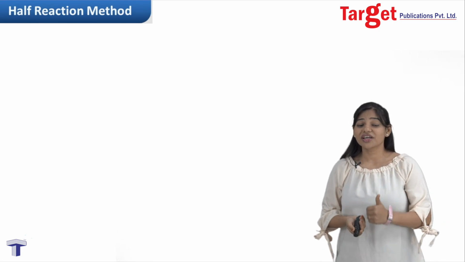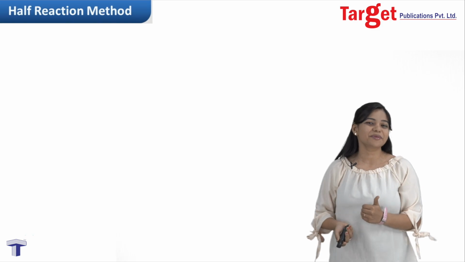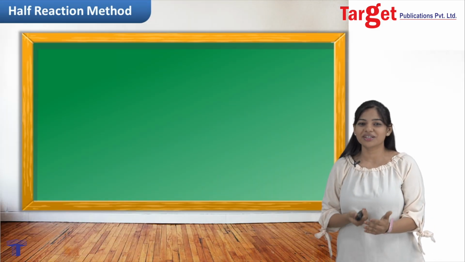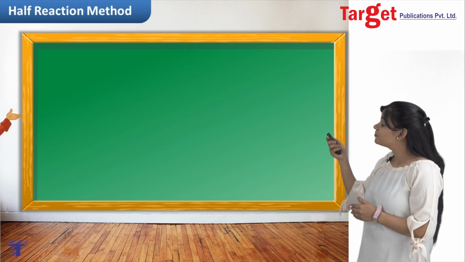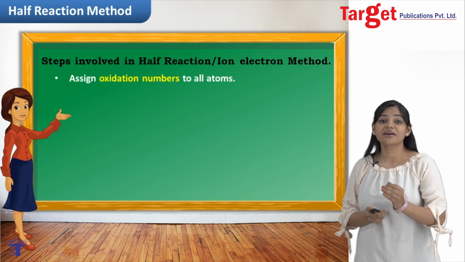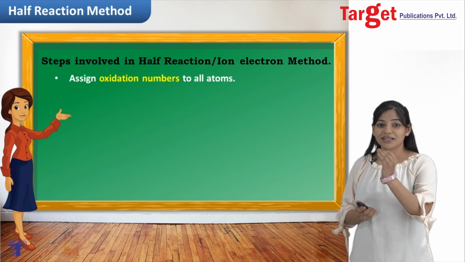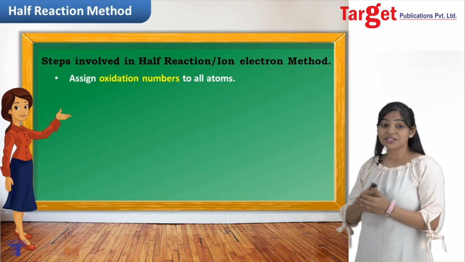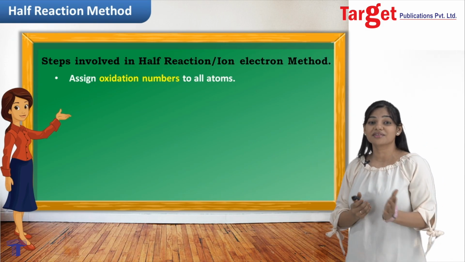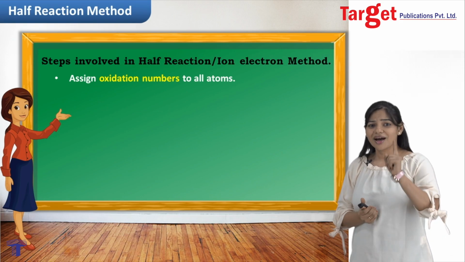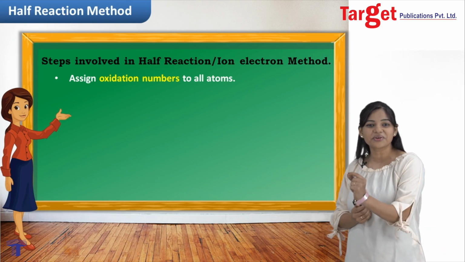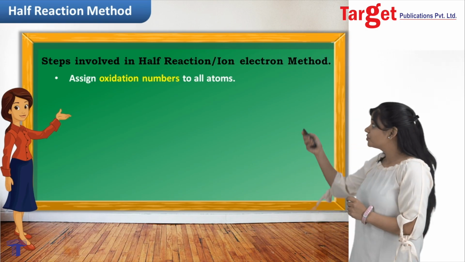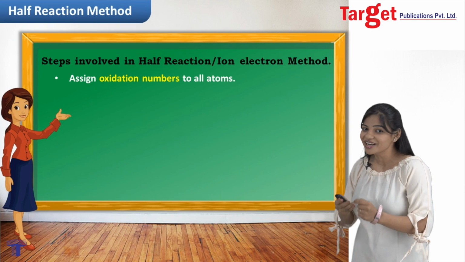So to balance with the help of this method, there are certain steps involved. Let's first understand the steps and then we'll jump to the example. My very first step is to assign the oxidation number to the elements or the species involved in the redox reaction. Students, let me remind you, in our previous method, that is the oxidation number method also, our very first step was to assign the oxidation number to all the elements involved in the redox reaction. So we'll first assign the oxidation number.